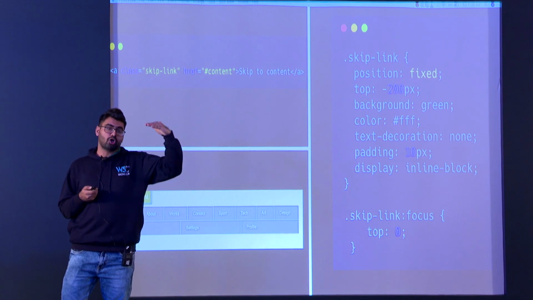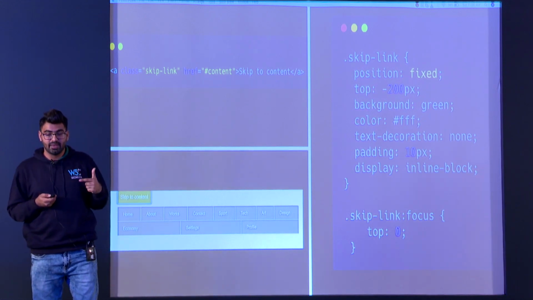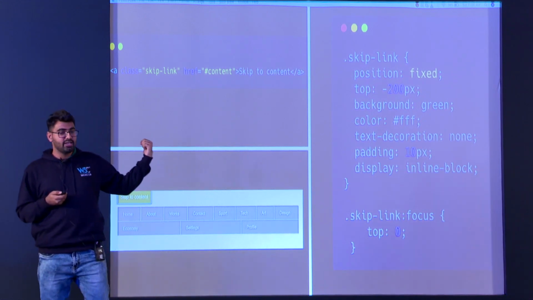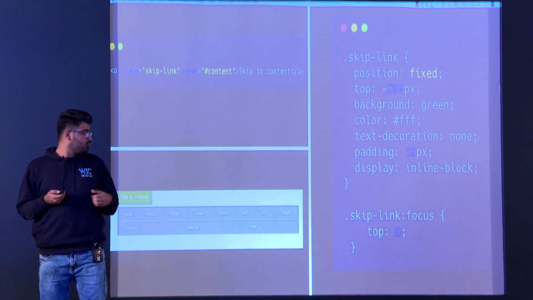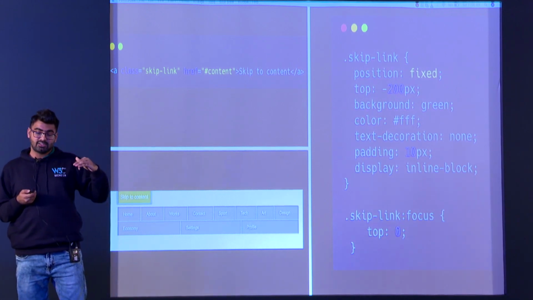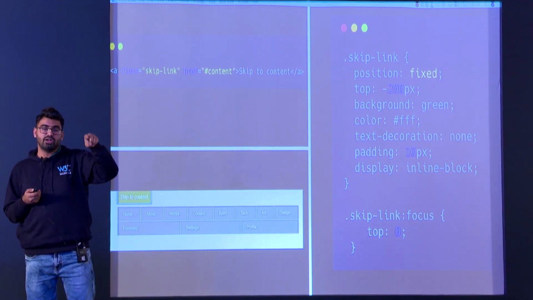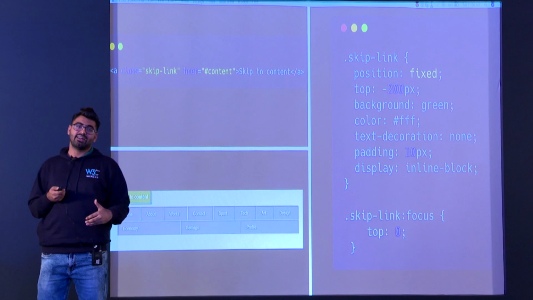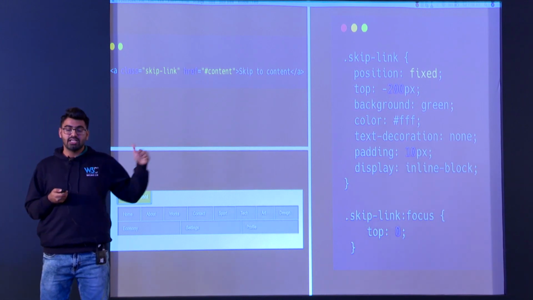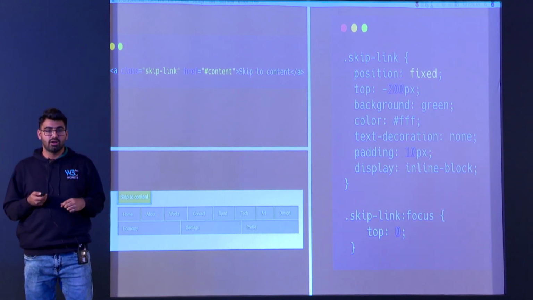But whenever somebody focuses with the tab, if you can see the next code which is written like skip link on focus, it will go to the top 0 position from -200 pixels. So the skip to content link you are seeing in the image here is important, because when the user hits tab, skip to content will appear, and then he will click enter and will directly navigate to the main content area instead of landing up in this navigation bar.